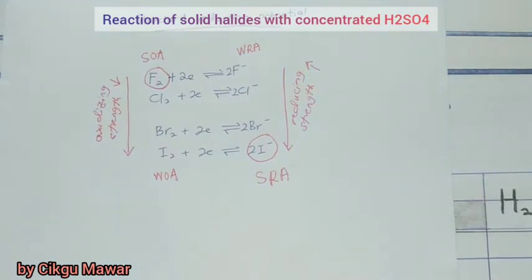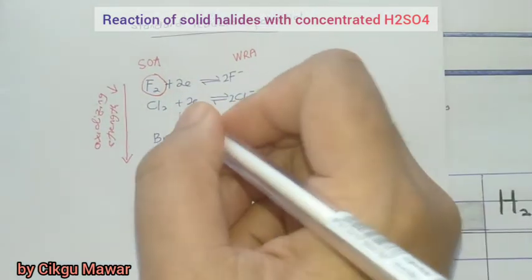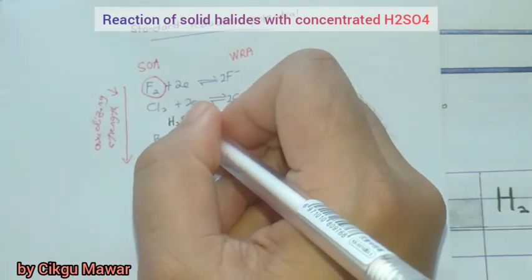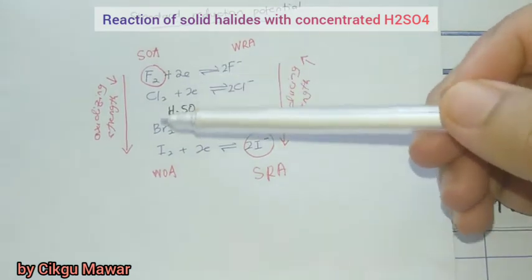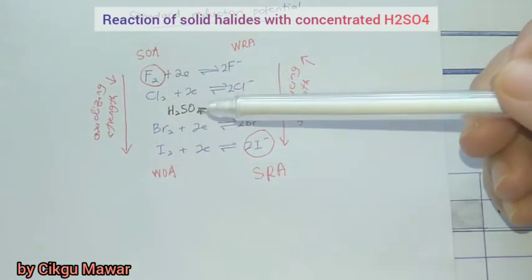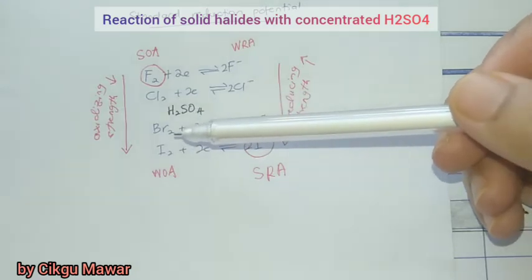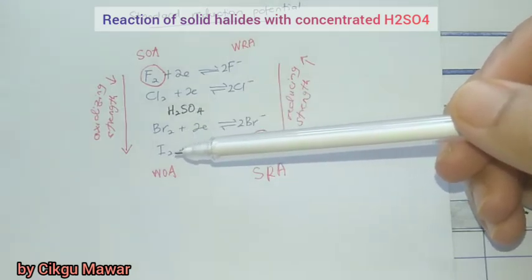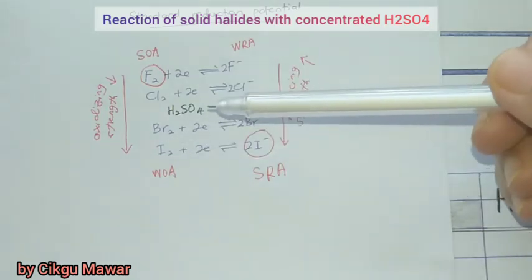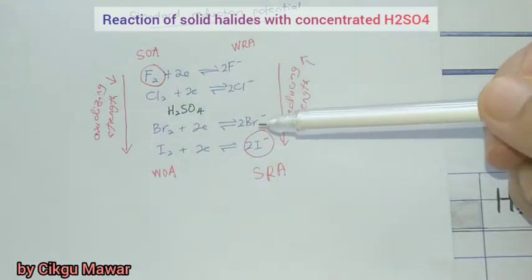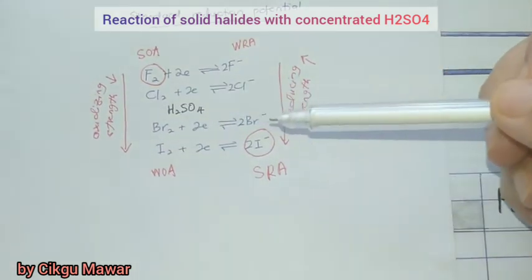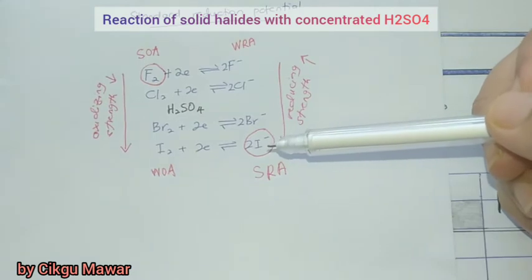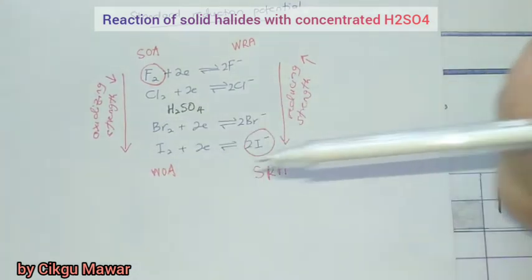What is the position of sulfuric acid here? Here is the sulfuric acid. Sulfuric acid, the reactant, is a stronger oxidizing agent than bromine and then iodine. So that's why sulfuric acid is able to oxidize bromide ion to form bromine. Sulfuric acid is also able to oxidize iodide ion to form iodine.